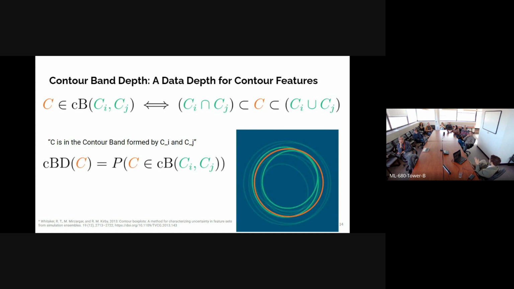Meanwhile, if this contour band depth value is very low or even zero, it means that it is either much smaller or much larger or even very differently shaped than many other contours in the ensemble, so that it's not cleanly fitting within other sets of contours here.